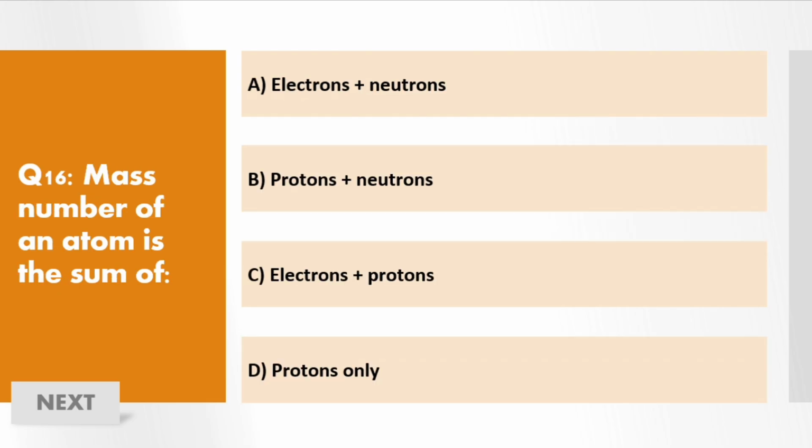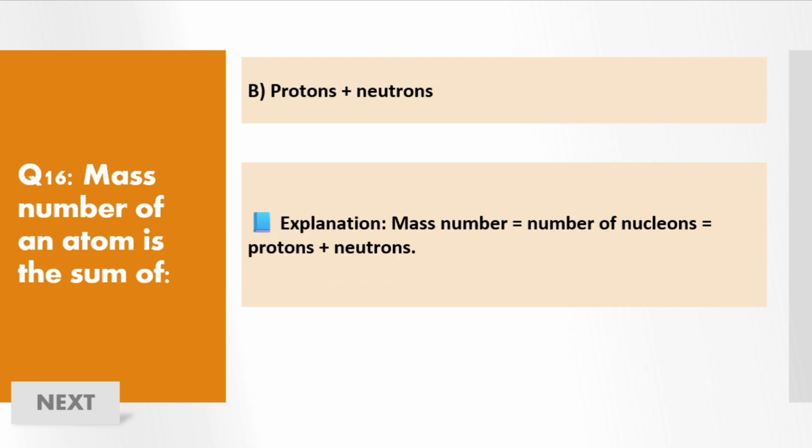Q16. Mass number of an atom is the sum of A. electrons plus neutrons, B. protons plus neutrons, C. electrons plus protons, D. protons only. Correct answer: B. protons plus neutrons. Explanation: Mass number equals number of nucleons equals protons plus neutrons.